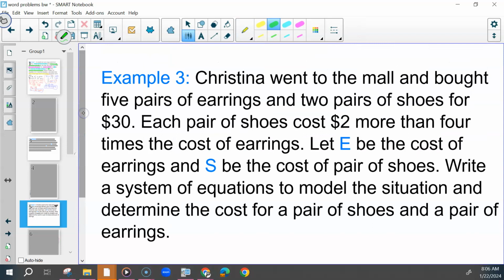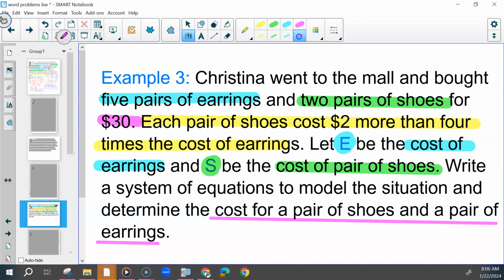2 pairs of shoes. 5 pairs of earrings. Pair of shoes for $30. What else? Each pair of shoes costs $2 more than 4 times the cost of earrings. The whole sentence, really. What else? E is the cost of earrings and S is the cost of shoes. And we're looking for the cost for each.